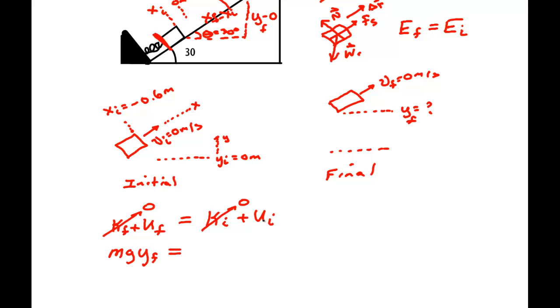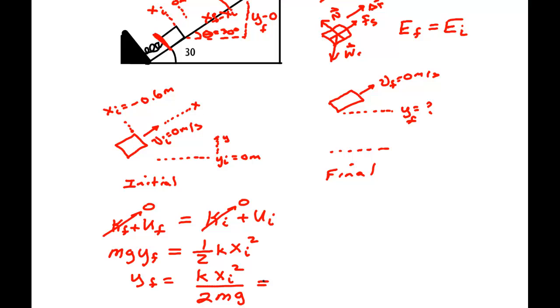What type of potential energy did it initially have? Well, it was at y equals 0 because that was my choice. It has no gravitational, but it has spring, 1/2 k xi squared. Want to solve for y sub f. y sub f is equal to k xi squared over 2 mg.